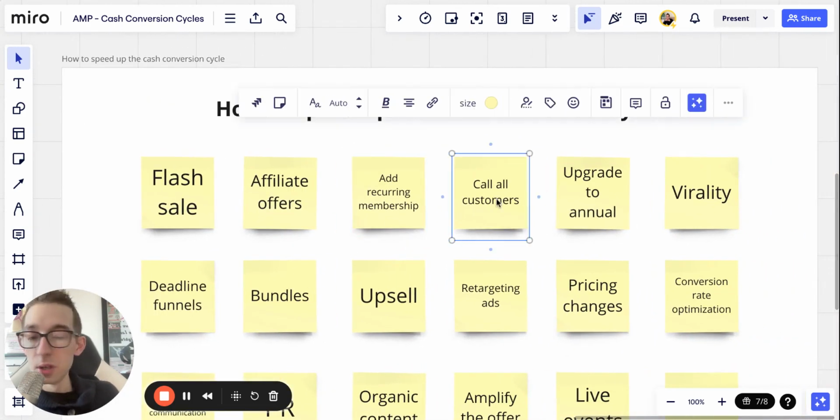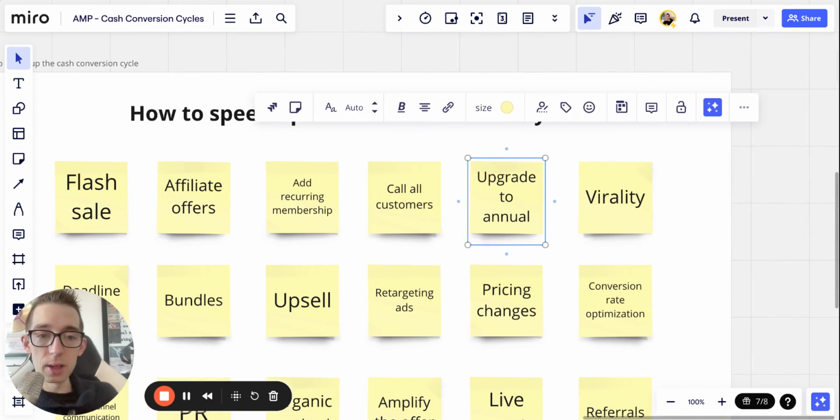Calling all the customers, finding out what they want, what they need. If you call every single customer, you will make more money. Simple as that. Why? Because you find out why they didn't buy, or if they did buy, what else they need, and then you can sell them those things, right? In an active service, not in a sleazy salesman way.